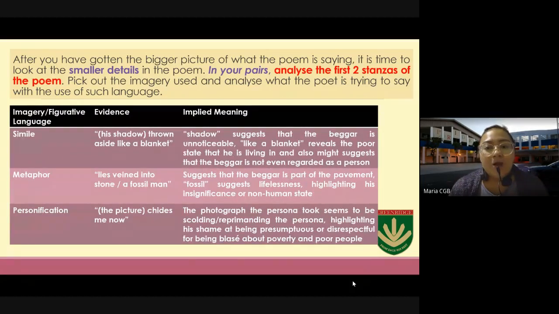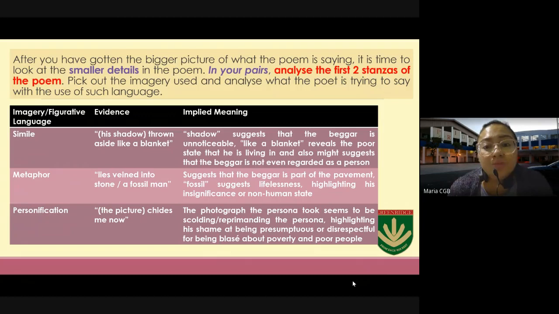So this is how we analyze the first two stanzas of the poem. Pick out the imagery used and analyze what the poet is trying to say with the use of such language. We have picked out three pieces of figurative language: simile, metaphor, and personification. Now, this is the simile I picked out: his shadow thrown aside like a blanket.